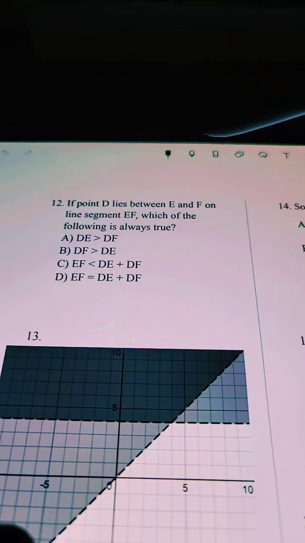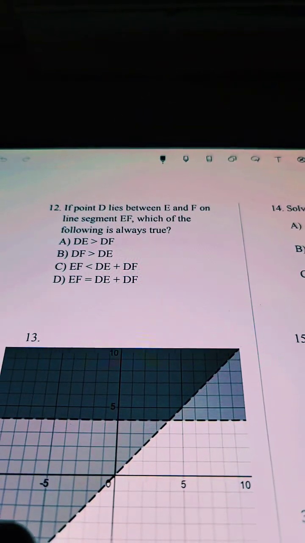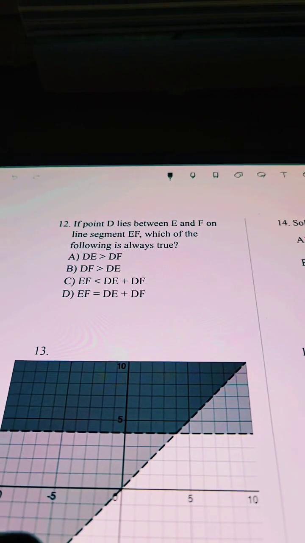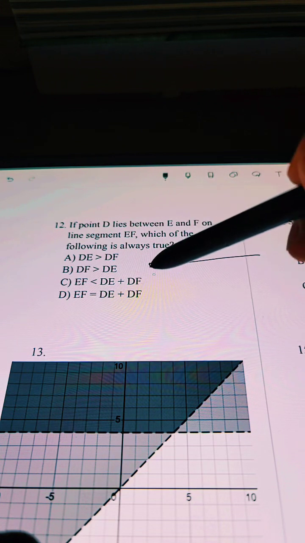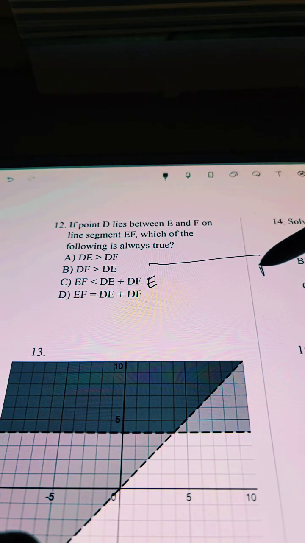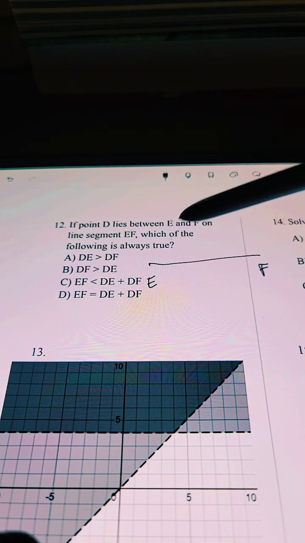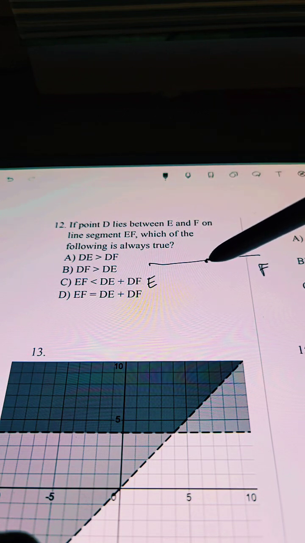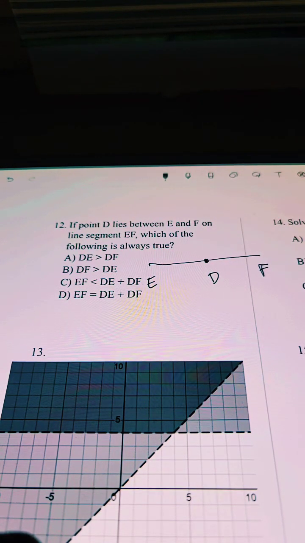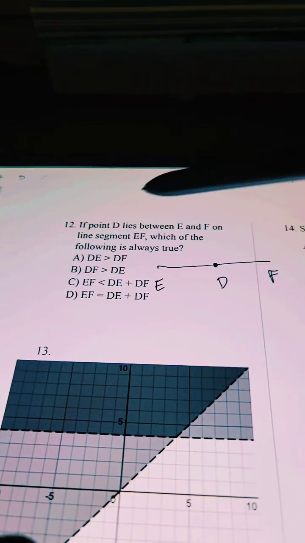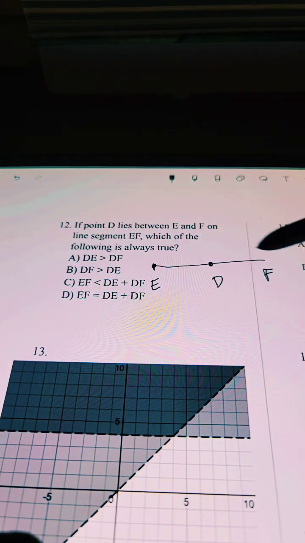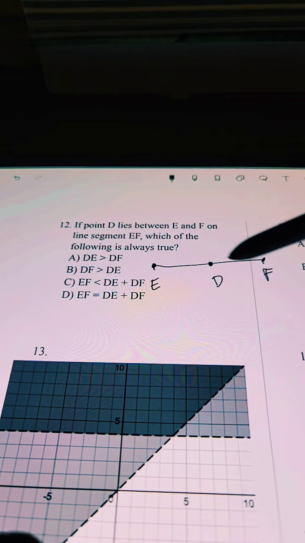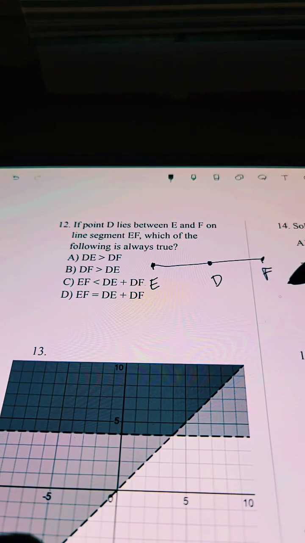Okay, so then let's go to number 12. If point D lies between E and F on line segment EF, so let's draw this. We have line segment EF, and then we're going to have point D lies in between. I know it looks like a midpoint. It doesn't necessarily have to be a midpoint, though. I'm just kind of drawing it like that. So this is point E, this is point F. Which of the following is always going to be true?